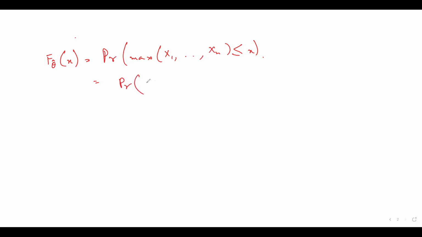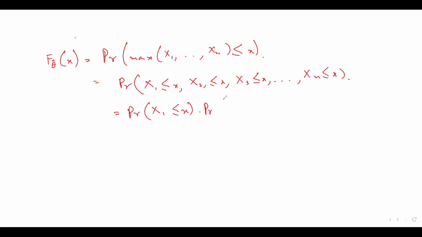So I can write it like this: probability of x1 less than or equal to x, x2 also less than or equal to x, x3 also less than or equal to x, up to xn also less than or equal to x. And since I know that these are independent in nature, I can write it like this.